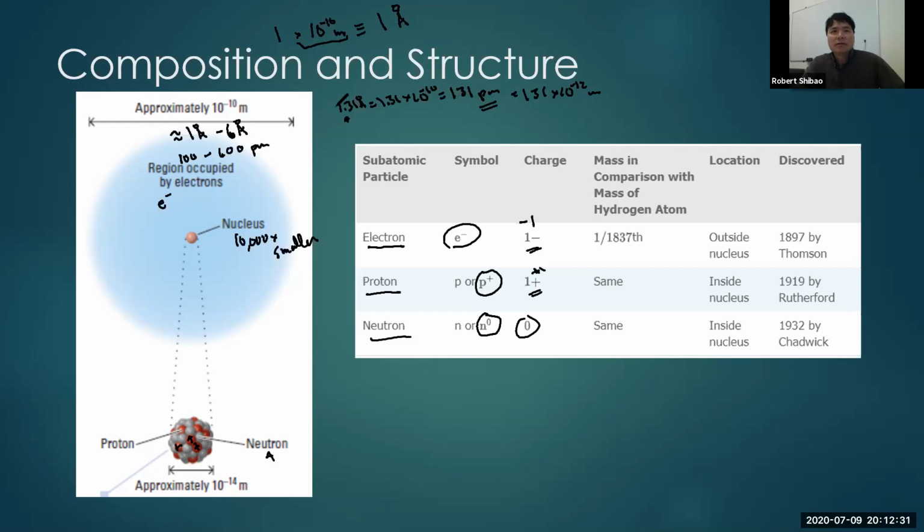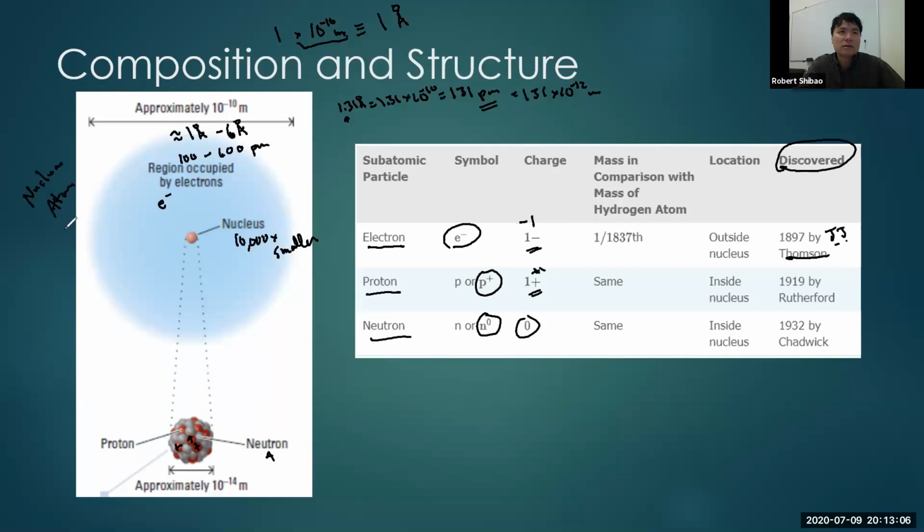So this is the basic structure. We're going to dig deeper into the structure. This is still not detailed enough to figure out why things are different in terms of property. A little bit of history here: we'll talk about the discovery of the electron by J.J. Thomson. This is J.J. Thomson. And we'll talk about the discovery of this, which is called the nuclear atom model.